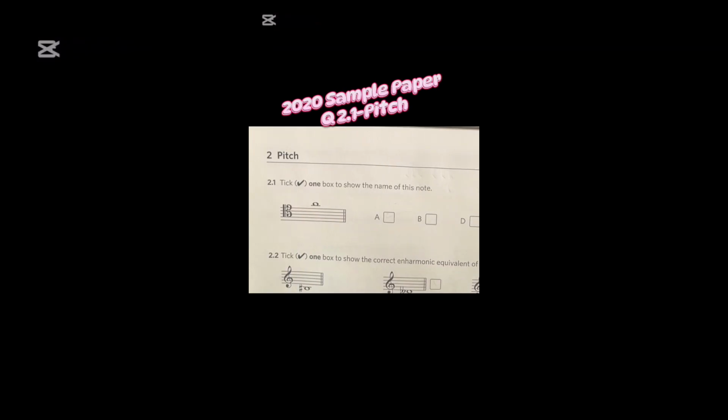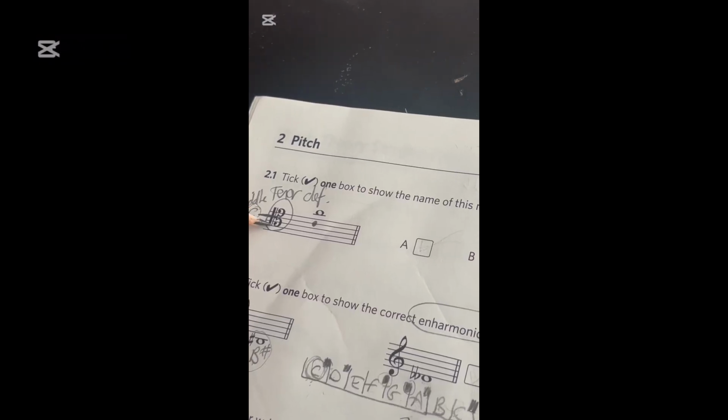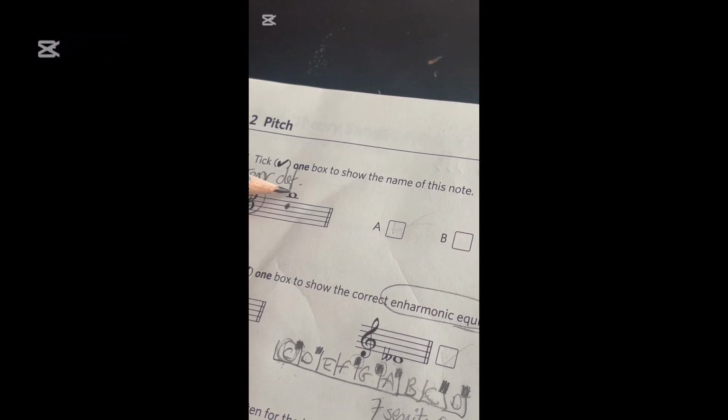This is to tick the box to show the correct name of the notes. Okay, here we have the tenor clef, which places our middle C on the 4th line. So this is middle C. So C, D, E, F, G, A. Our note is A. So we just tick the first box here.